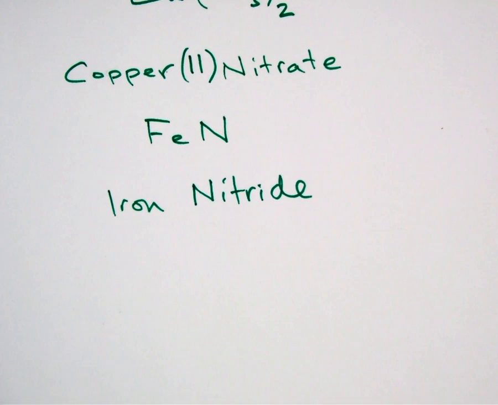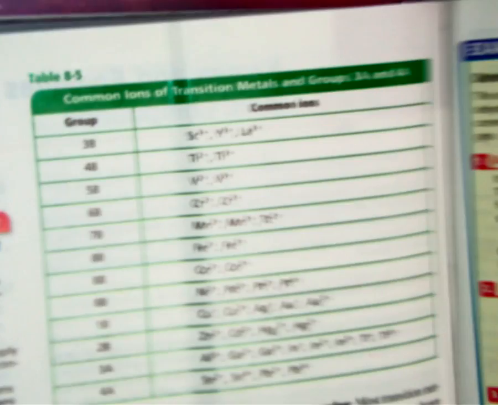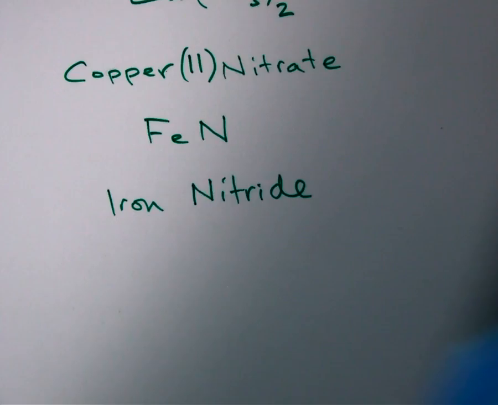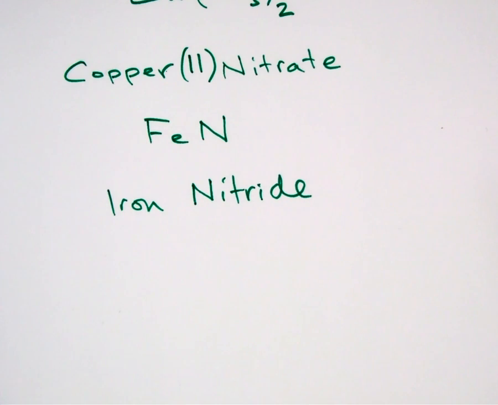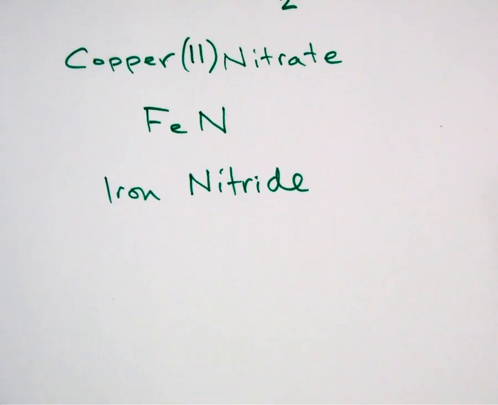Now I want you to check this table and see, does iron have more than one possibility? It could be 2 plus or 3 plus. So you either have to use Roman numeral 2 or Roman numeral 3. Well, how do I know? Let's check the charge on the nitrogen to see which one it is.